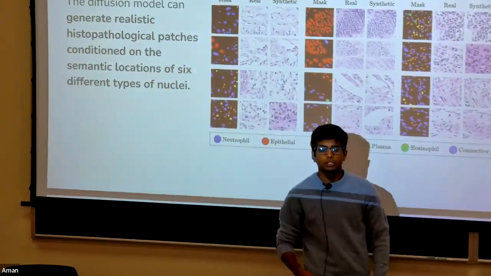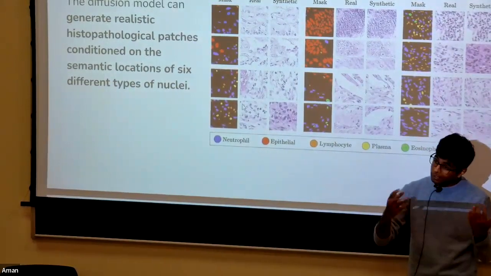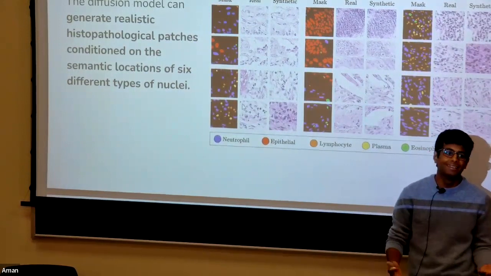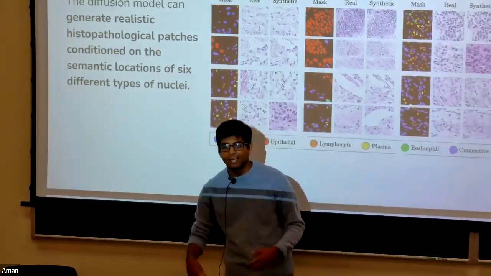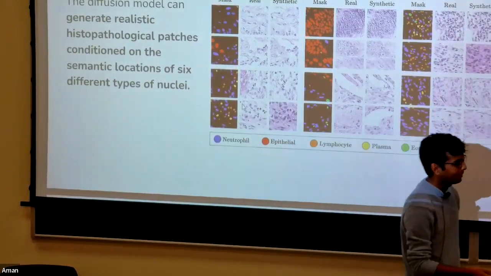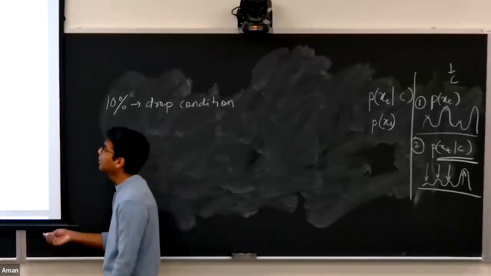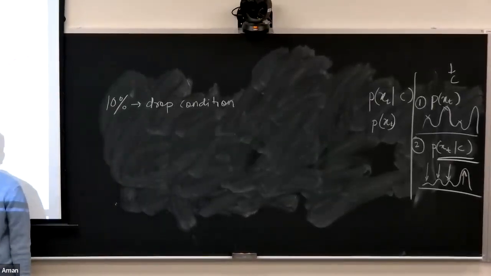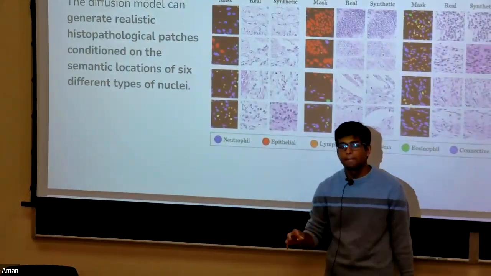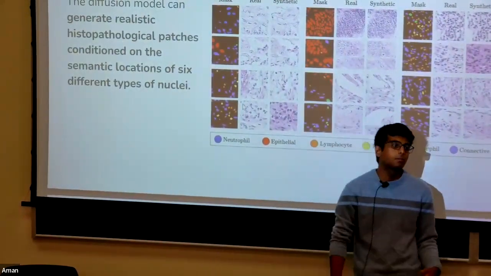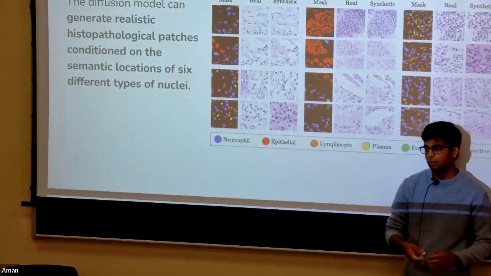And this can be used to generate an arbitrarily large amount of data and use downstream models to train a nuclei segmentation model on it, or even train pathologists, and generate samples of different types of cells which are less represented in your dataset, so that pathologists can learn from these images more.